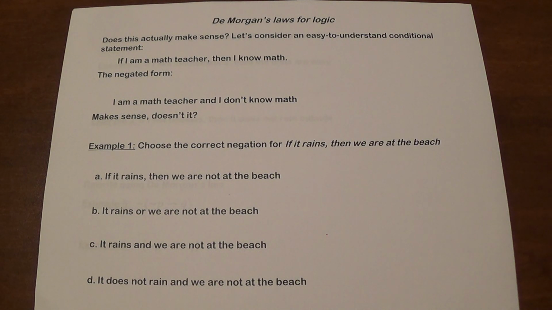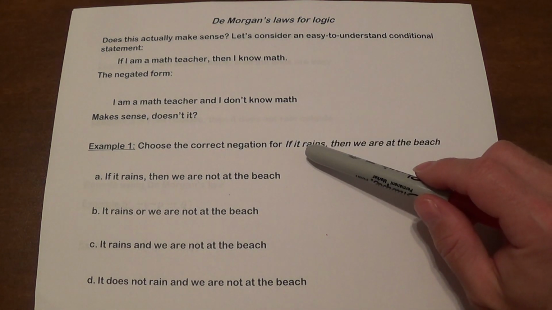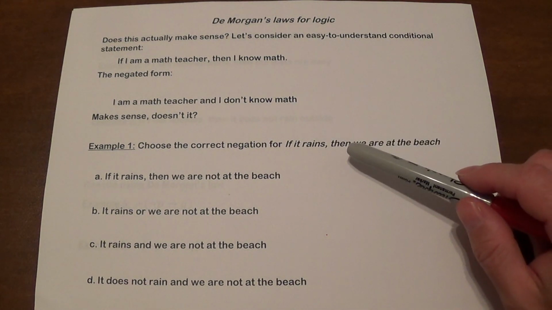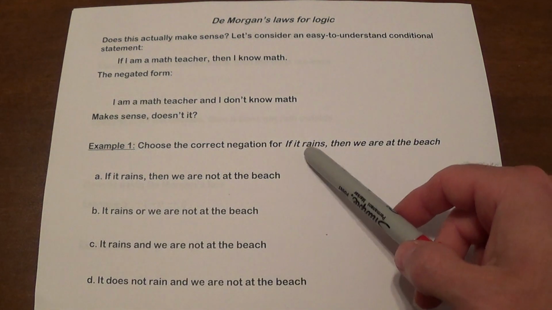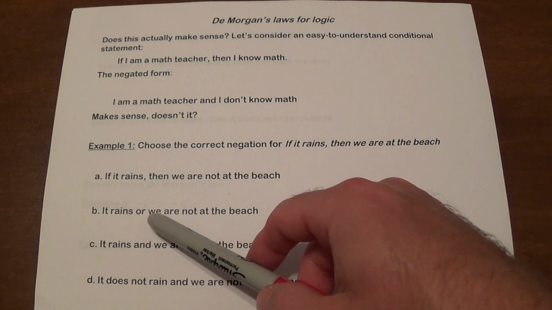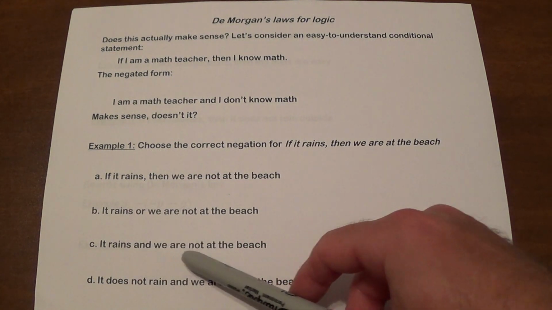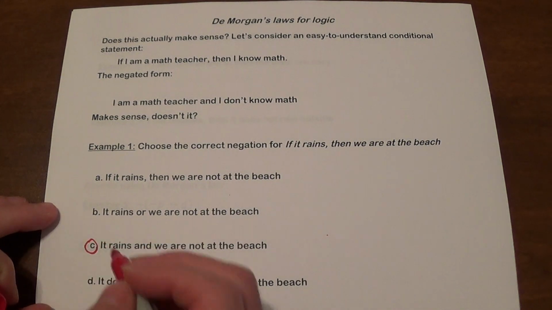Let's take a look at this example. It's multiple choice. Choose the correct negation. If it rains, then we are at the beach. That would have to be rewritten according to the formula: the first simple statement and not the second. So it's going to be it rains and we are not at the beach. This is C. That's the correct answer here.